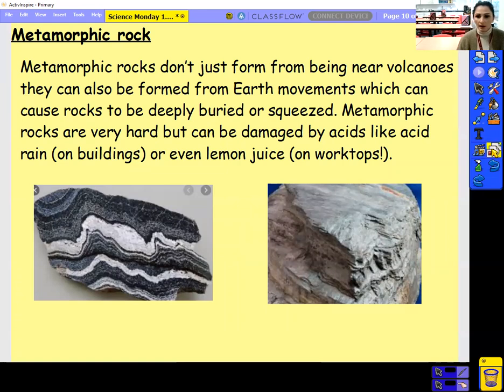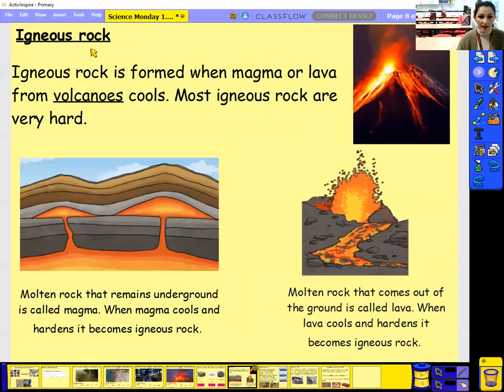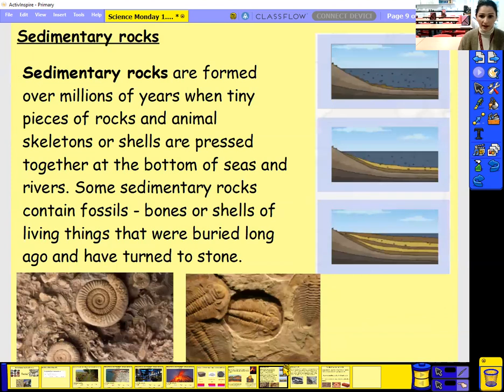So quick recap. Igneous rocks are formed from volcanoes, either from inside the volcano when it cools down, or when it's outside of the volcano when it cools down as well. We have got sedimentary. So again, this is when over millions and millions of years, rocks and skeletons and things like that, bones of animals, have packed on to each other over and over, and then it forms, making a rock, and that's also how we find fossils as well.